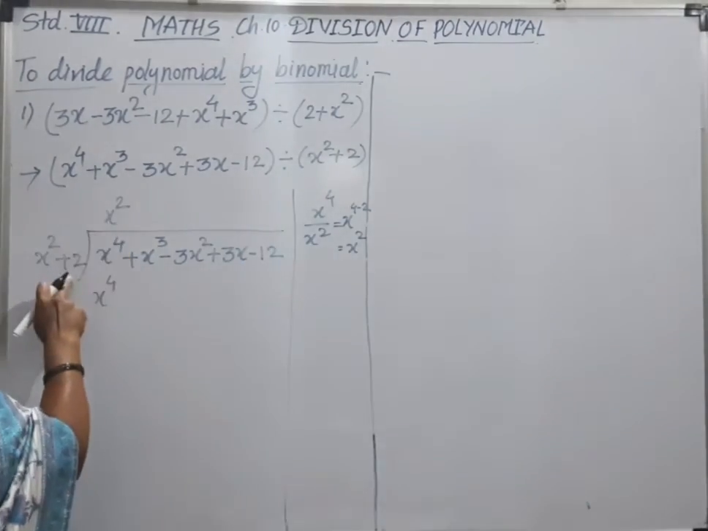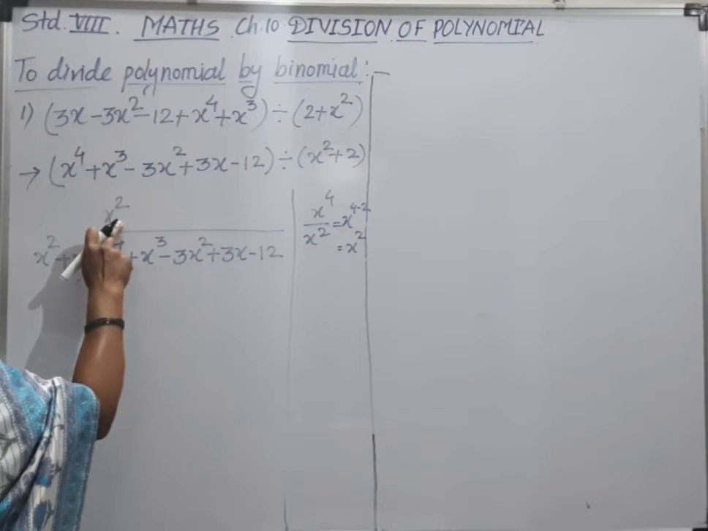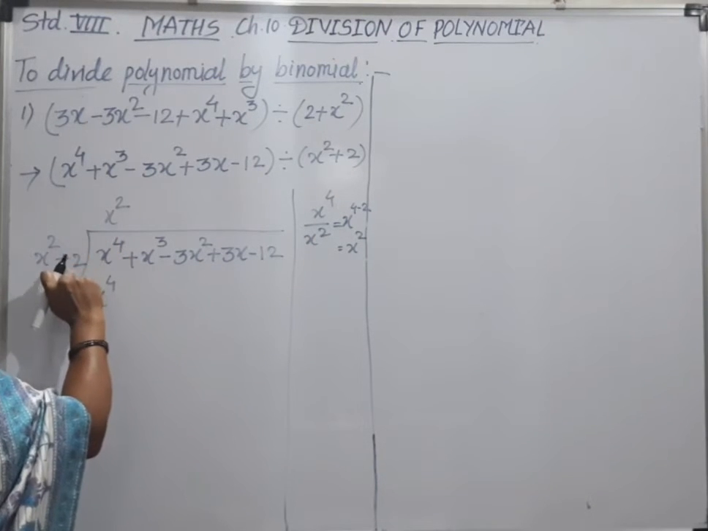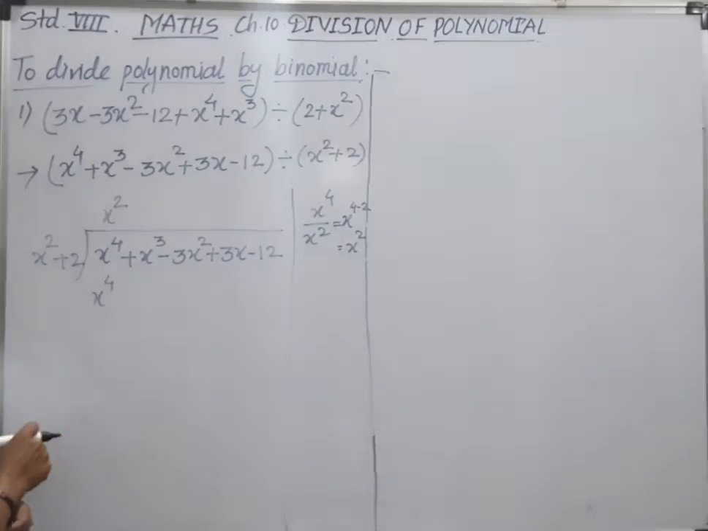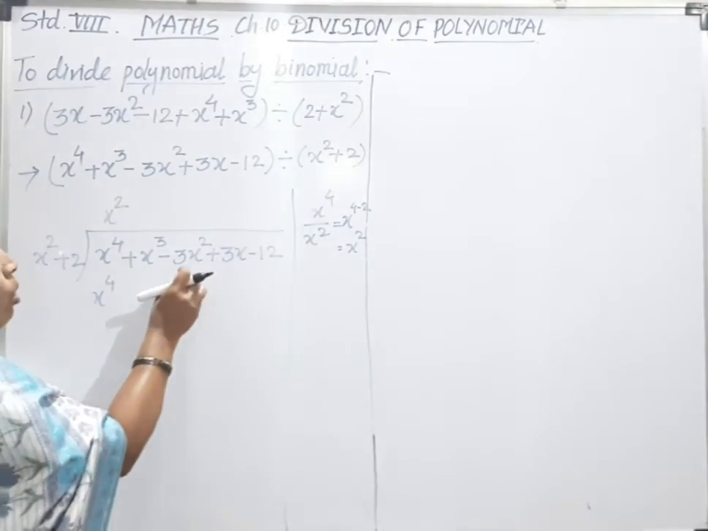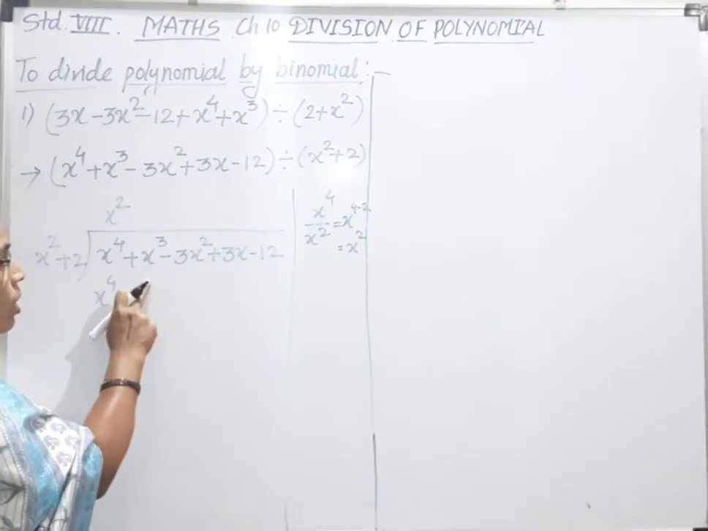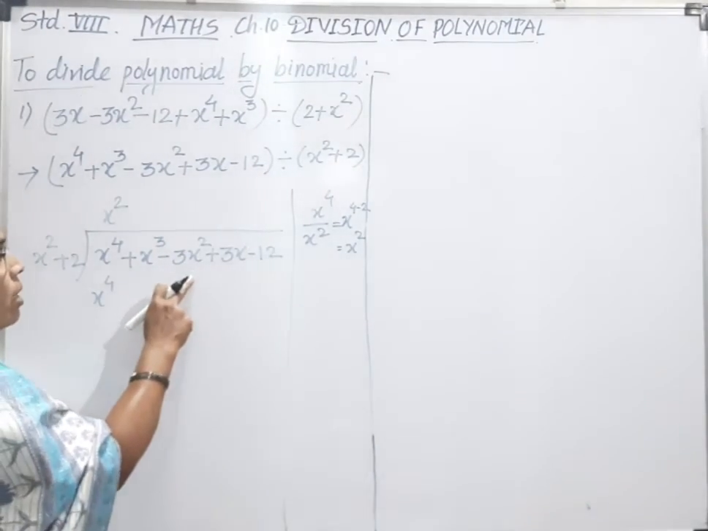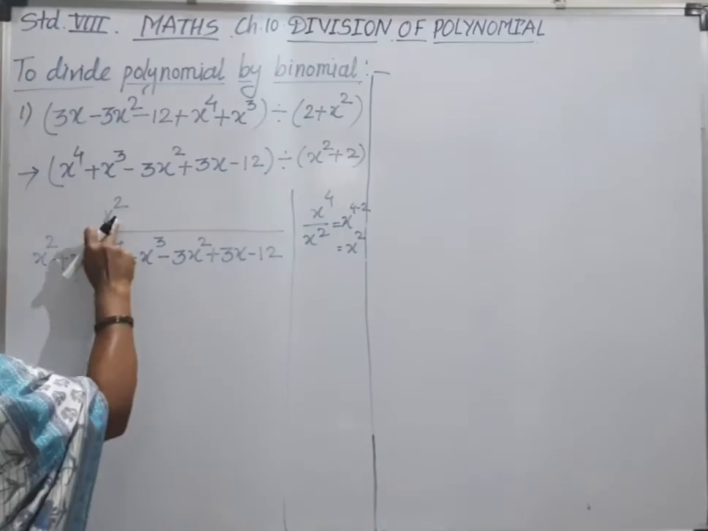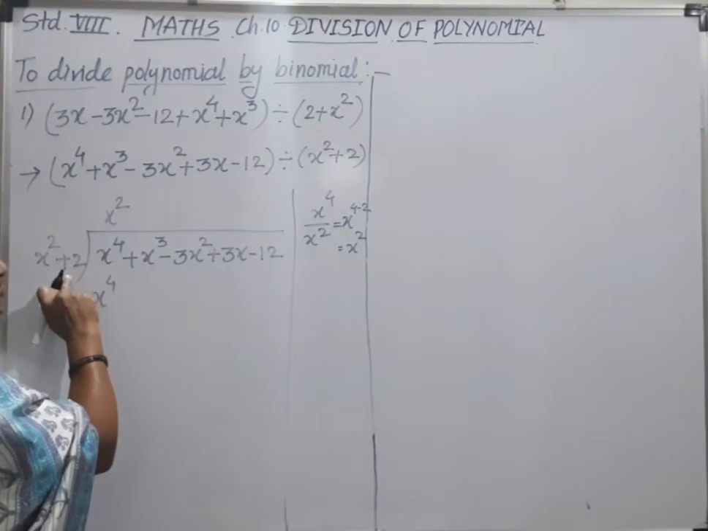So x square into 2, that is 2x square. When we are writing this product 2x square, we have to write it below the like term only, or in the same column of like terms. So here it is x cube and here it is x square. So this answer, which product we got, which is 2x square.